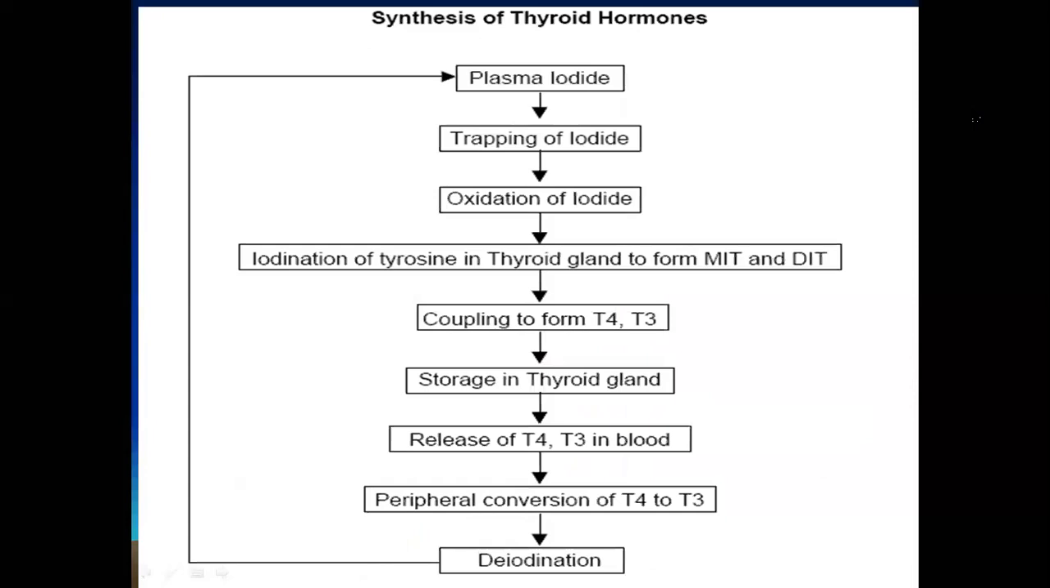Now, as you know, the thyroid gland produces thyroid hormone, and this slide shows the formation of the thyroid hormones. So there is plasma iodide, trapping of the iodide, oxidation of the iodide, and iodination of tyrosine in the thyroid gland, then coupling, and then storage. So these hormones are stored as T4 and some amount of T3, and then in the periphery, when needed, T4 is released and converted into T3, which is the more active form. When the activity is over, again there is deiodination, and the plasma iodide is again used for the synthesis of the hormones.